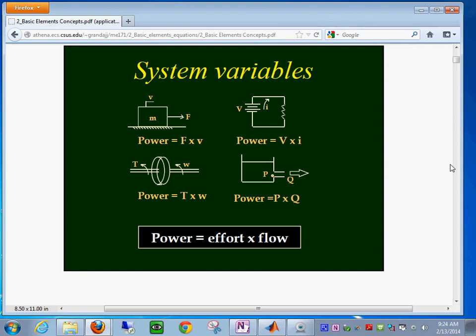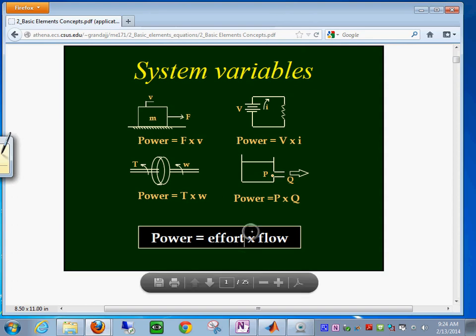We're going to name these variables. In general, you have the effort variable and the flow variable, the family of variables. You can say the force, the torque, the voltage, and the pressure are the so-called effort variables. But velocity, angular velocity, current, and volume flow rate are the flow variables.